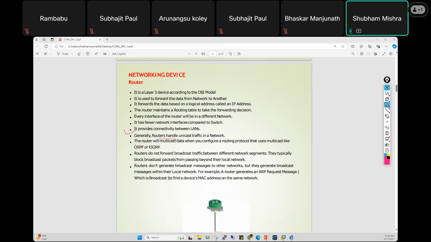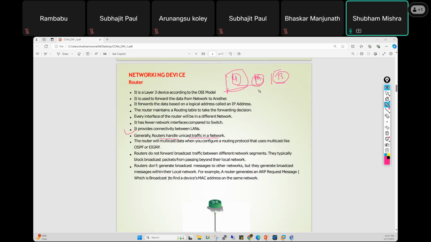Generally router handles the unicast traffic. I told you there are generally 2 or 3 types of traffic, right? Unicast, multicast, broadcast. So in maximum cases, you will see router handles which traffic? Unicast. It doesn't mean router does not handle the multicast. No, router will handle the multicast traffic as well.